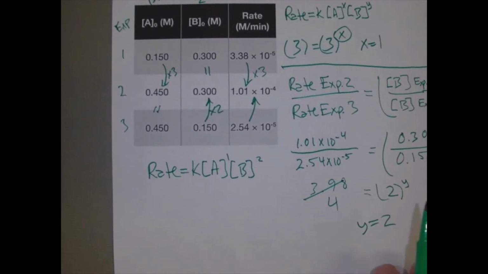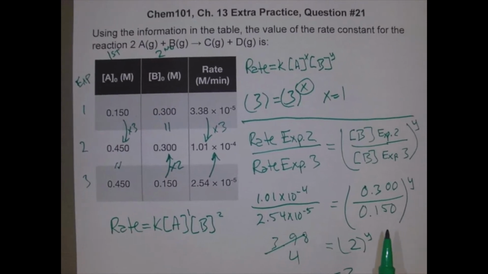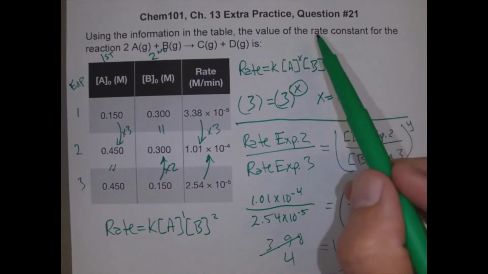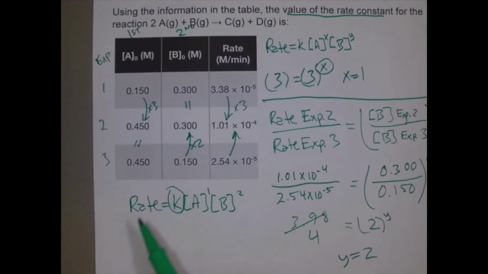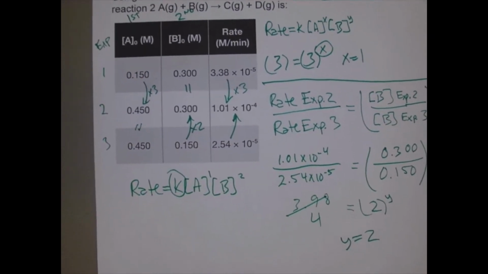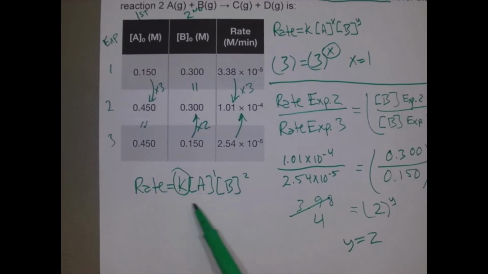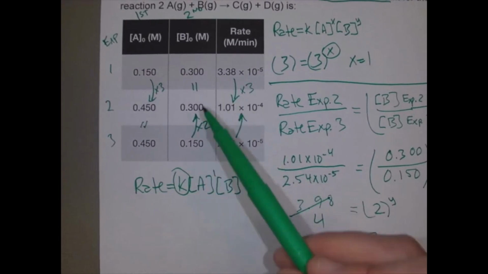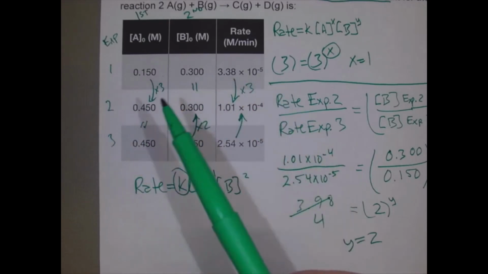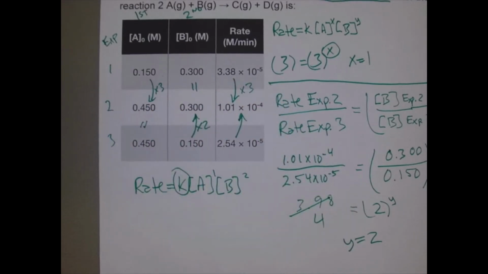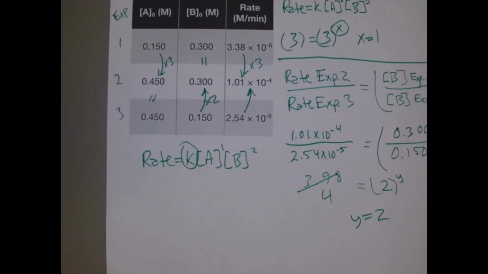Okay, so now to answer the question, remember what the question tells us to do. It says calculate the value of the rate constant. So I need to calculate k. That's what I'm looking for. And this is the way that you do that. Now that I have the rate law, all of these experiments have to obey the rate law. So I can pick an experiment, plug the numbers in, rearrange, and solve for the value of the rate constant.